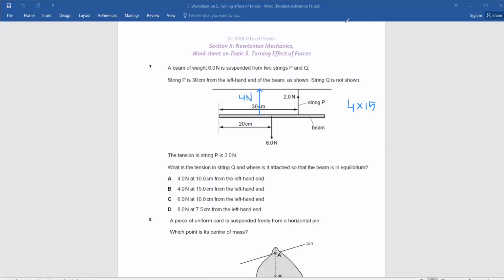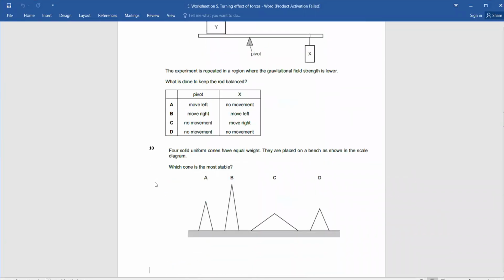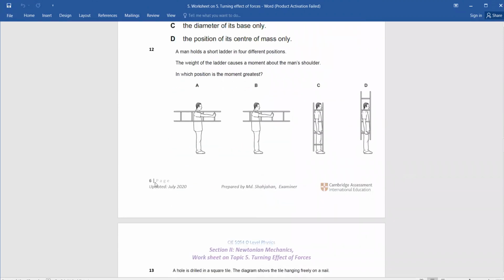It is number 12. Number 12. In which position is the moment greatest? Which position will the moment be greatest? We have to find, right?